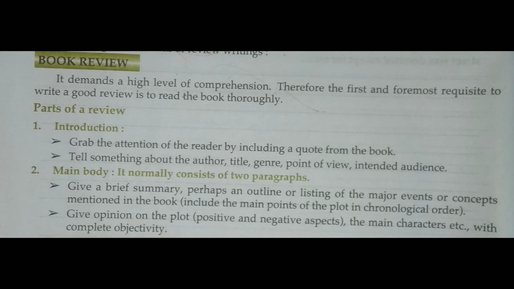It normally consists of two paragraphs. Give a brief summary, perhaps an outline or listing of the major events or concepts mentioned in the book. Include the main points of the plot in chronological order. You should go with the summary in chronological order. Give your opinion of the plot, positive and negative aspects. What did you like? What did you not like? And the main characters, the positive and negative characters of the story, with complete objectivity. Whatever you have noticed, that description you have to give.